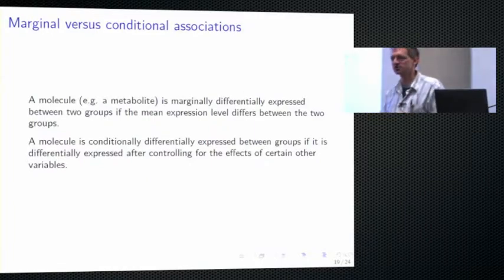So marginal association would be an association between, say, the expression of a metabolite and some group identity or outcome that's unconditional, or uncontrolled for anything that wasn't controlled for in the data collection itself. Whereas a conditional association is some sort of statistical attempt to control for something like, say, gender or age, or whatever other potential confounding factor you have after the fact. It has to be something you collect data on, of course.